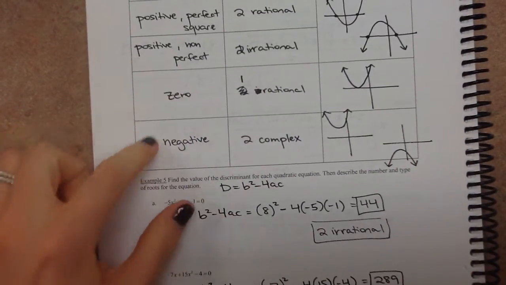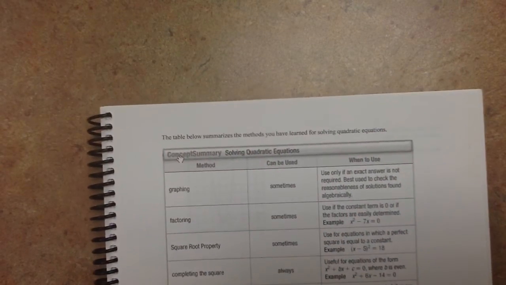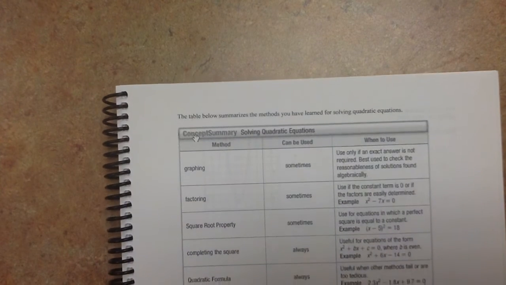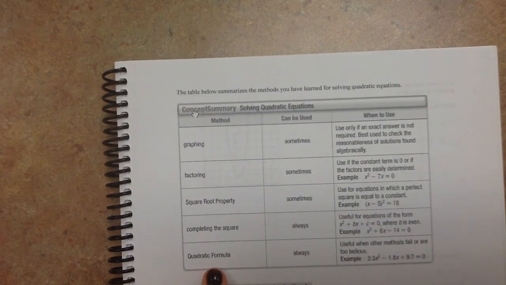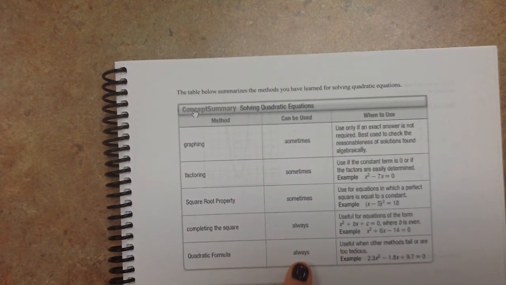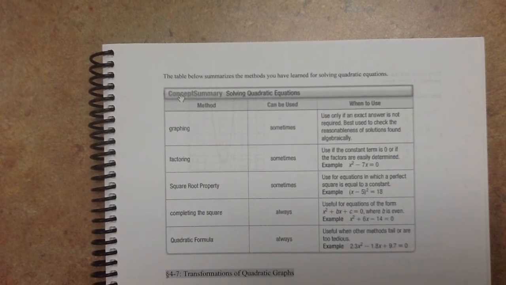You could also have one of these 2 scenarios, so just keep this chart with you. The last thing I have here is all of the methods that we have used so far for solving quadratic equations. So this is the last one that we learned. The quadratic formula could always be used no matter what, whether it's factorable, whether they're complex answers, whatever.